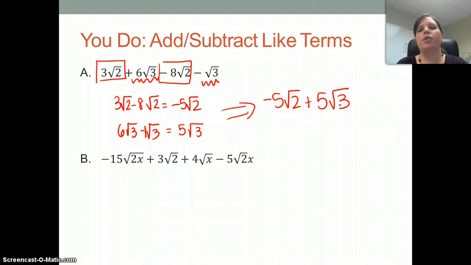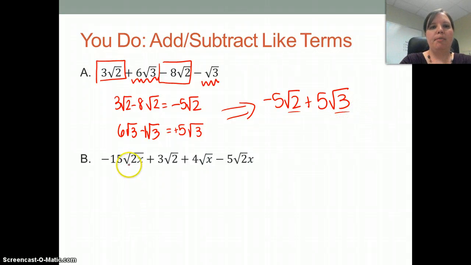There's not a preferred or a correct answer whether the root 2 is first or the root 3 is first. But you want to make sure your signs still match. This is a positive 5 root 3. That's a negative 5 root 2. So when you write your answer out there, can these two be combined? The answer is no, because the roots don't match.